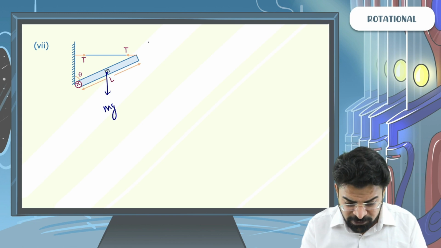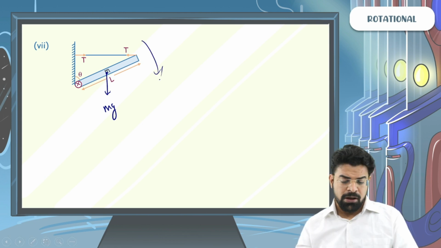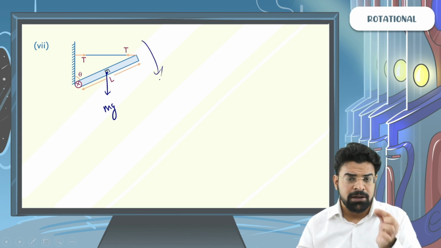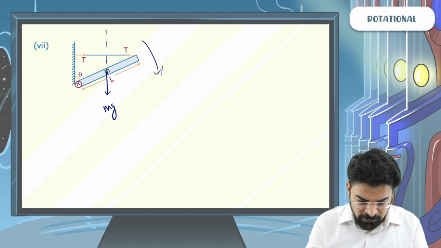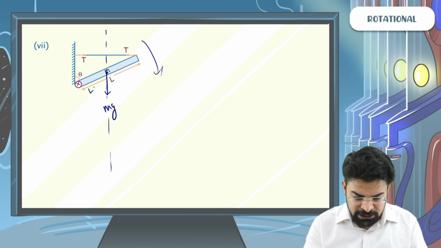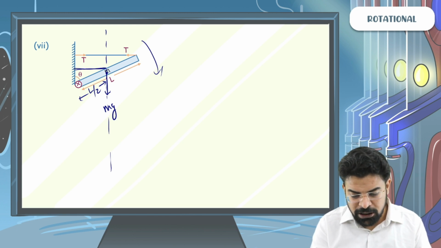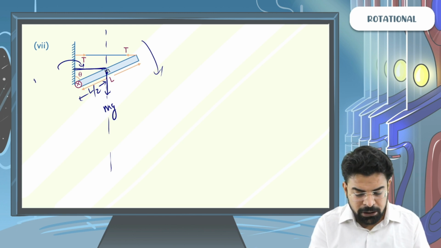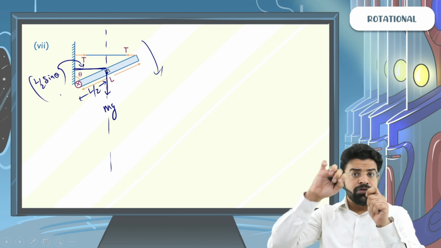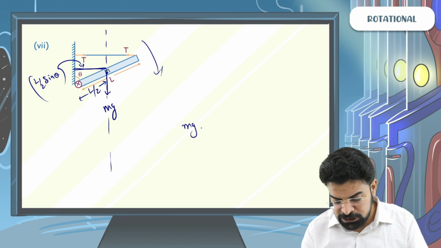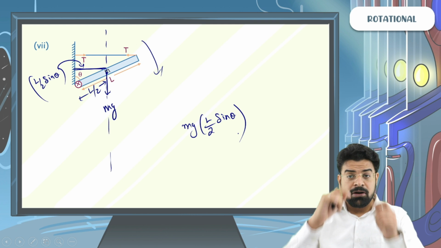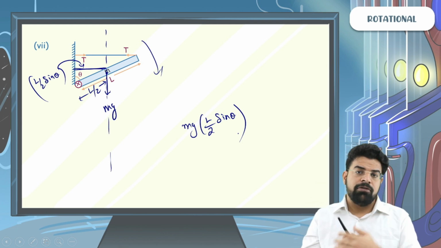So this force of gravity is trying to turn it clockwise. How much will be the force? Sir, extend the line of action. This distance is L by 2, so this distance has to be equal to L by 2 sine theta. So the torque of the force of gravity clockwise will be mg into L by 2 sine theta. This will be the clockwise torque of force of gravity.